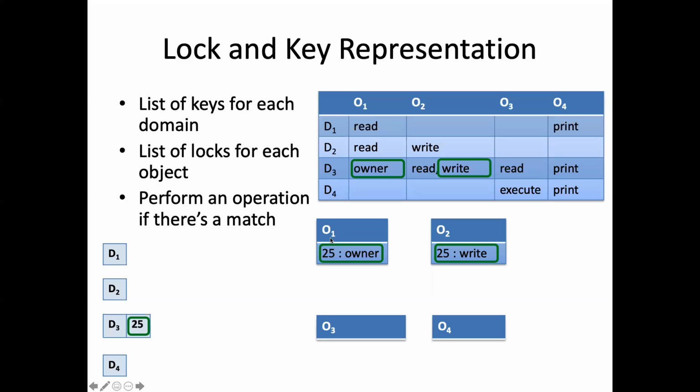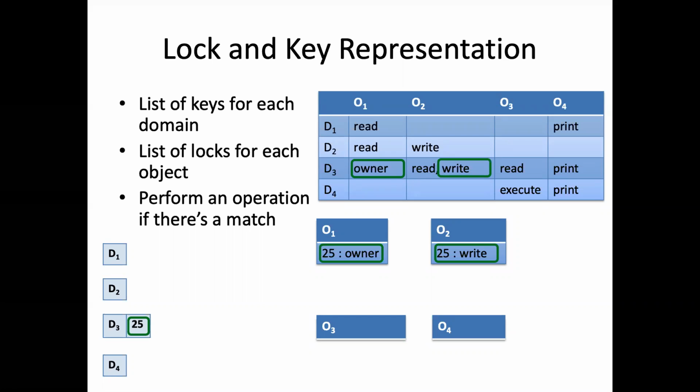And for the two objects, O1 and O2, if you have key 25, you're the owner of object O1, and if you have key 25, you can write to object O2. So it's kind of like what is shown in the top of this picture. If you have that key, then the two access rights that I put green circles around, you can exercise both of those on this object. That only represents part of this access matrix, but we can keep going.